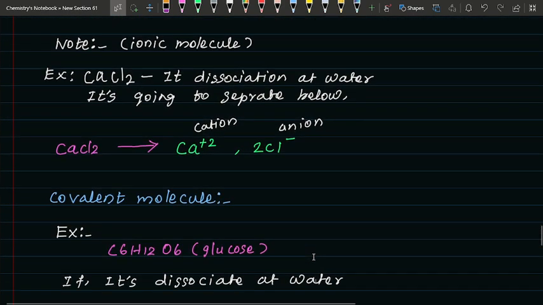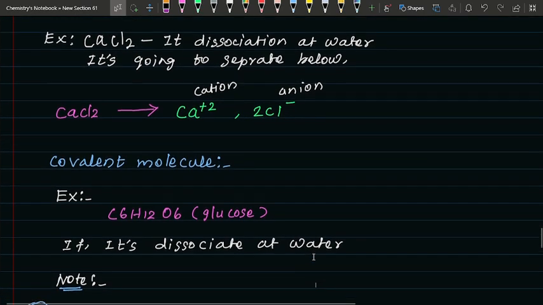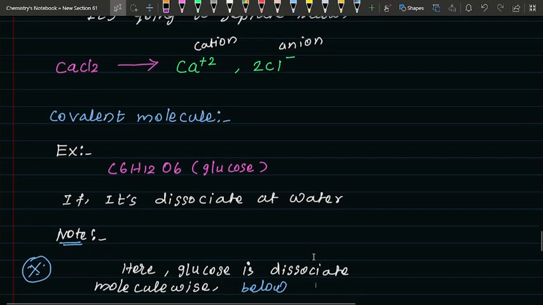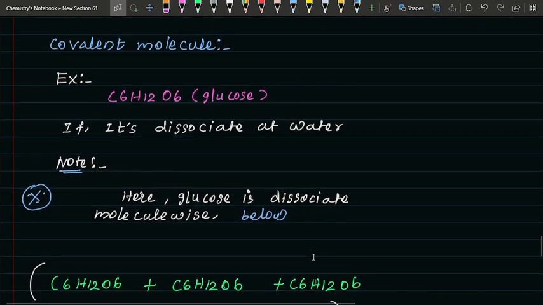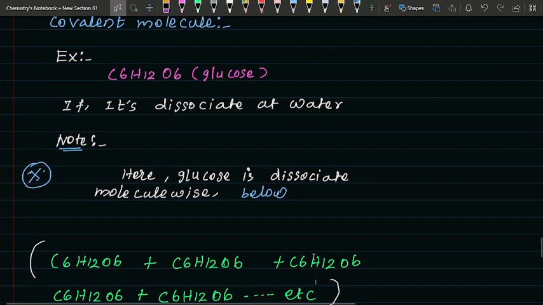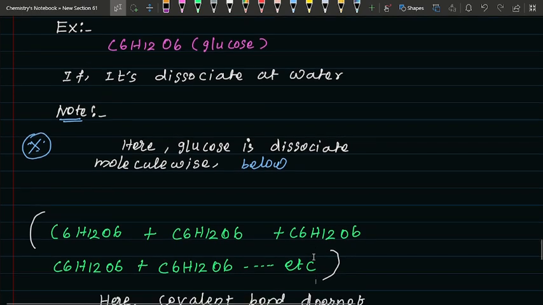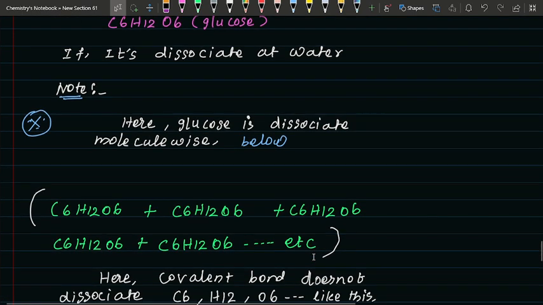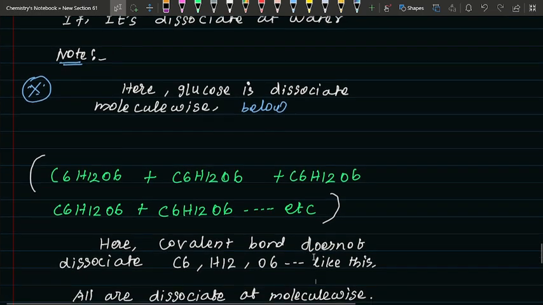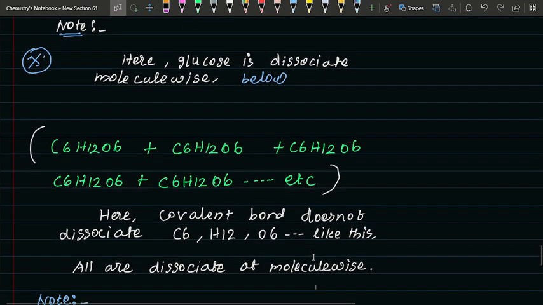For a covalent compound, see below. Covalent molecule, for example, glucose. If it is dissociated in water, note here glucose dissociates molecule-wise. We can see that glucose dissociates molecule-wise, not ion-wise.